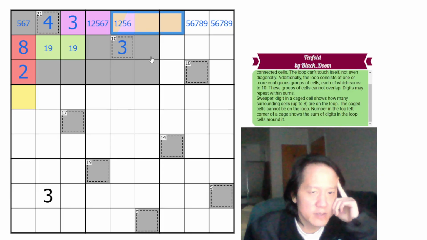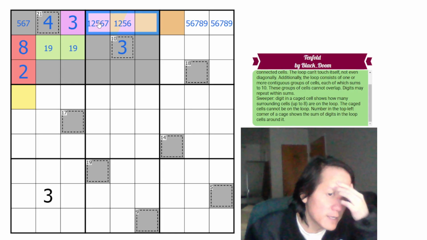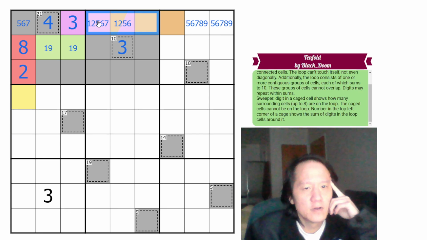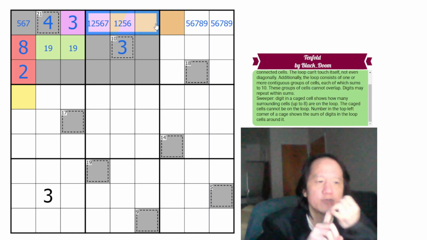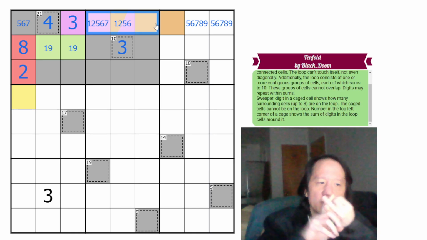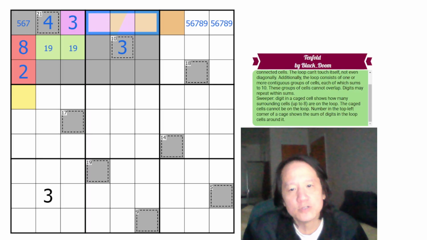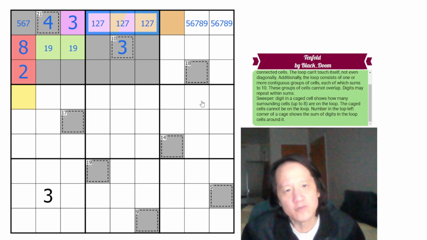We don't know about this. So this has to be 3 digits adding up to 10. You cannot have a 3 or a 4 in that set. So it cannot be 1, 3, 6, and it cannot be 1, 4, 5, and it can't be 2, 3, 5. So the only possibility now left is 1, 2, and 7. So this must be 1, 2, 7.